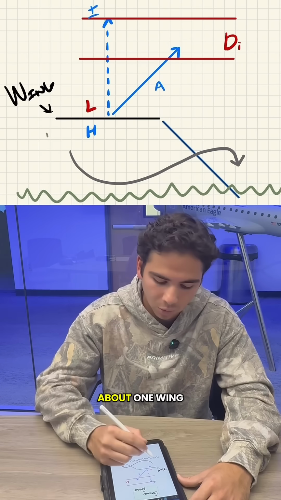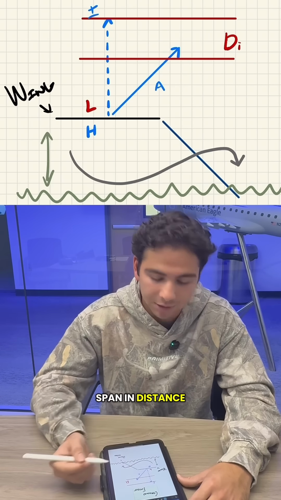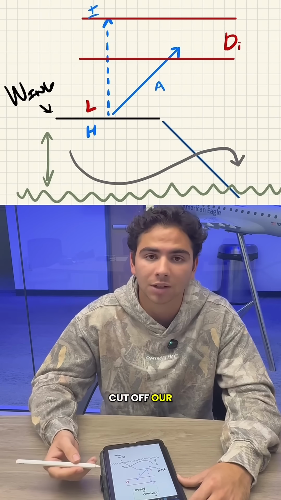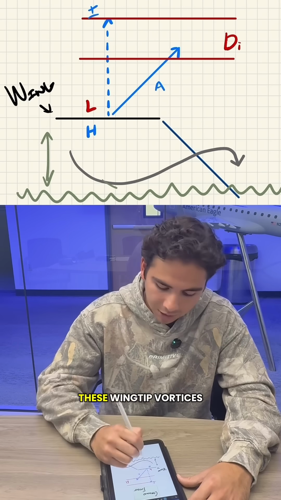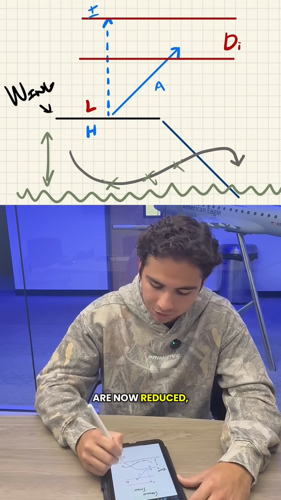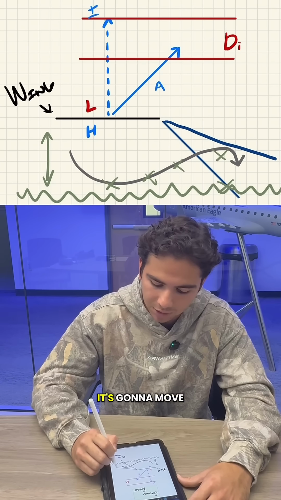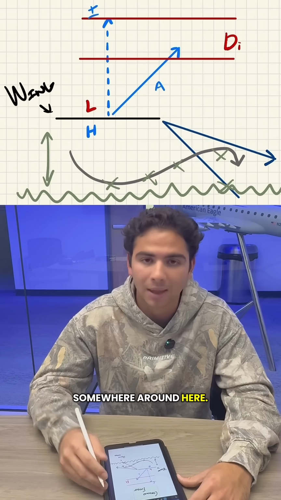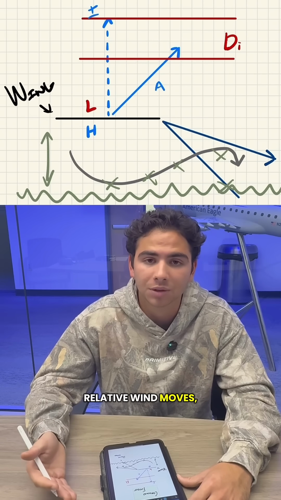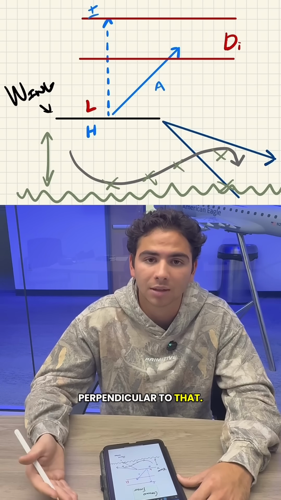Now this is about 1 wingspan in distance above the ground level, and that's going to cut off our downwash and some of those wingtip vortices. These wingtip vortices are now reduced, and this downwash is now reduced. That's going to shallow out our downwash. It's going to move it up to somewhere around here. And whenever our relative wind moves, our lift acts perpendicular to that, so it'll move with it.